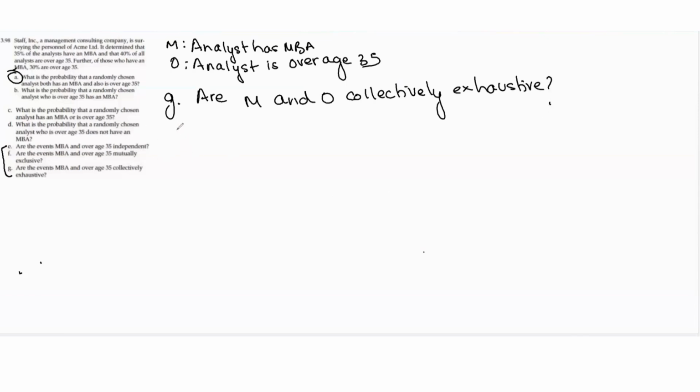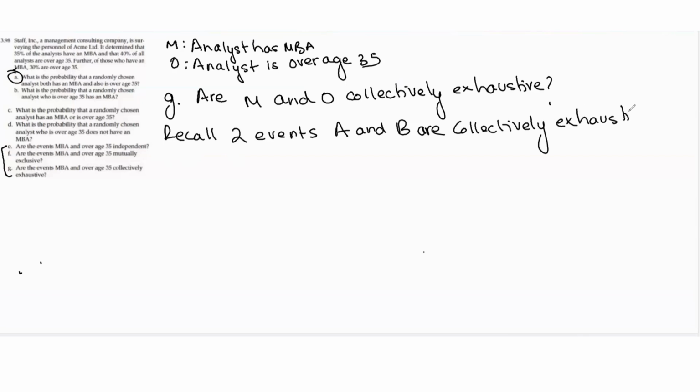Let's first recall what we mean by two collectively exhaustive events. So recall two events A and B are collectively exhaustive if A union B is equal to the sample space S, and so probability of A union B is equal to 1, because A union B is the sample space and the probability of the sample space is 1.